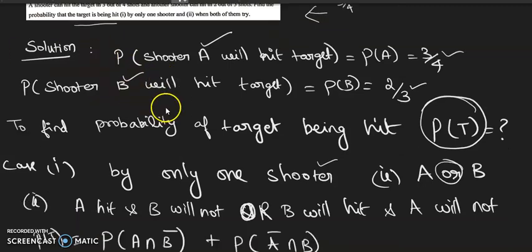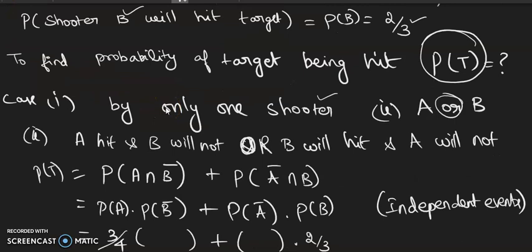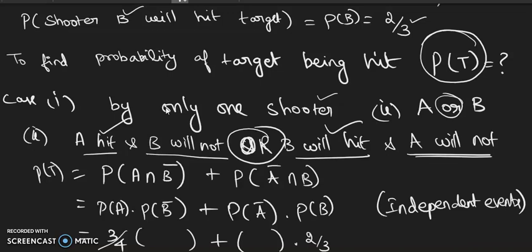So I have two things here, that is A will hit the target and B will not hit the target, or, because I want only one person to hit, A will hit in this case, or B will hit and A will not hit. So probability of A hitting the target is P of A. B will not means B bar. So P of A is the probability of A hitting, and P of A bar is A not hitting the target. So here I have written A bar.